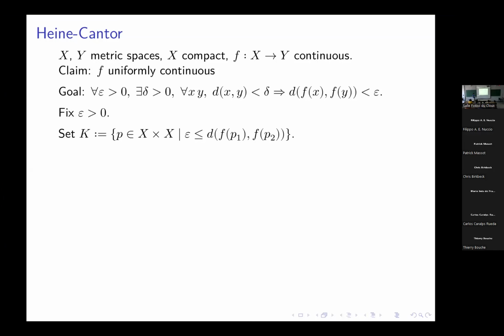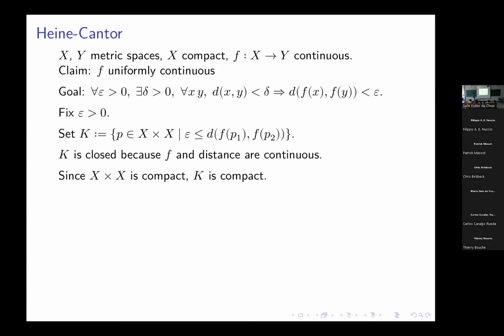In the product x times x, I look at all points whose images are sent at distance more than epsilon. And this k is closed because f is continuous and the distance function is continuous. And since x times x is compact, this k is compact. And I will use compactness of this set k.